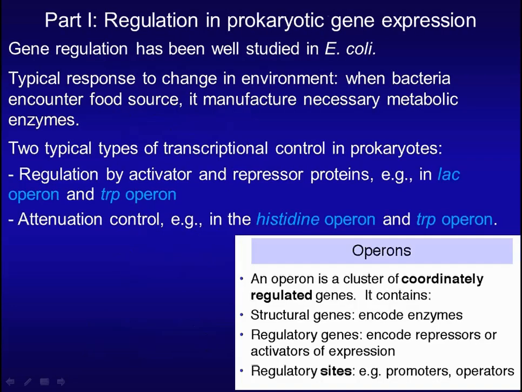In prokaryotes, the major site of regulation is transcription. There are two typical types of transcriptional control. One is regulation by activator and repressor proteins, as shown in regulation of lac operon and trp operon. An operon is a cluster of coordinately regulated genes. The second one is attenuation control, as shown in histidine operon and trp operon.